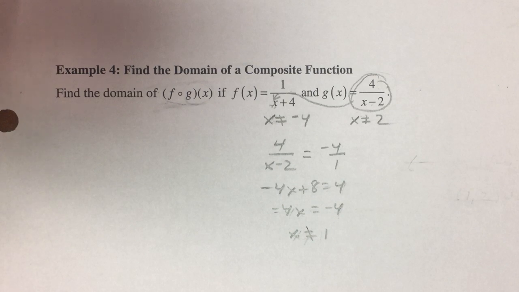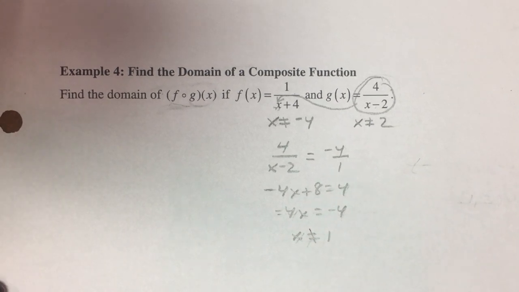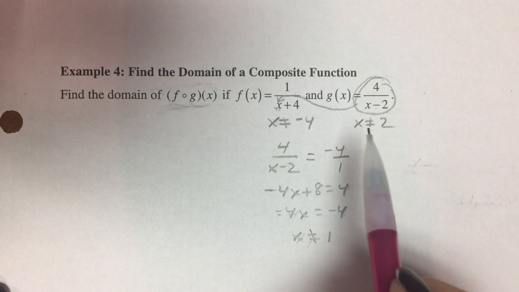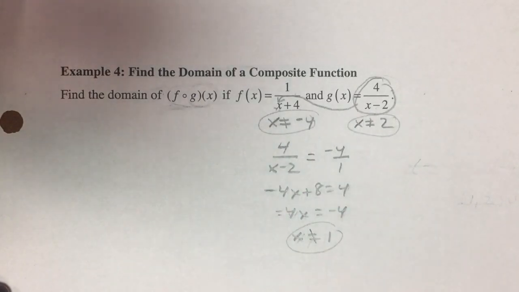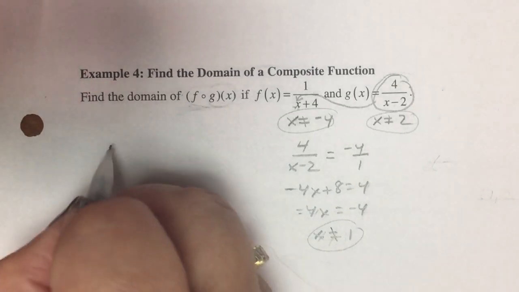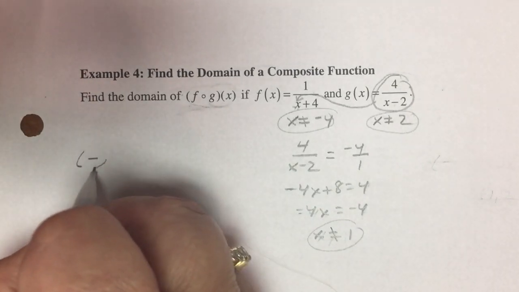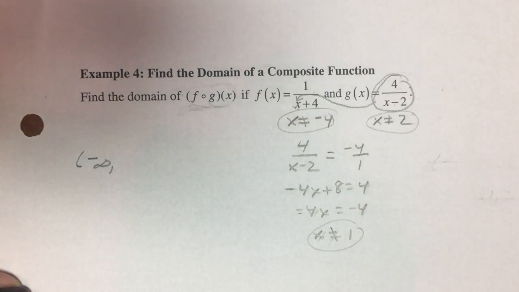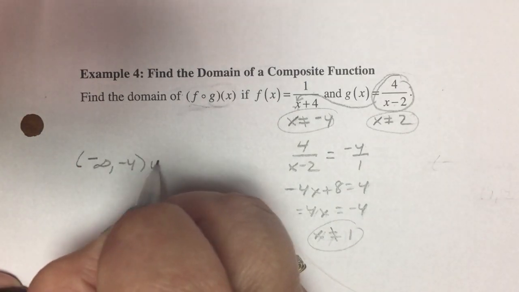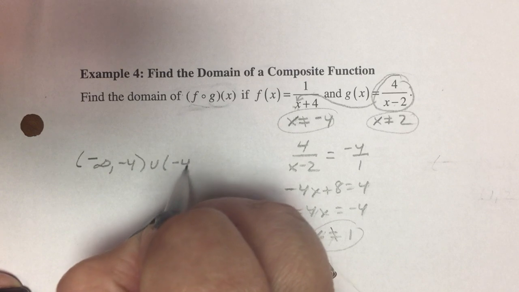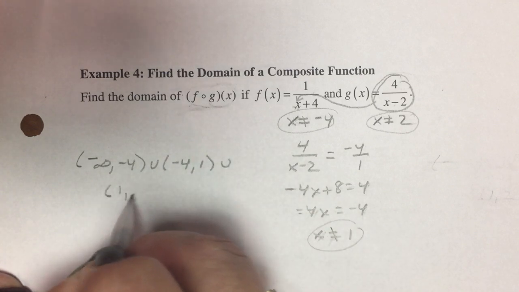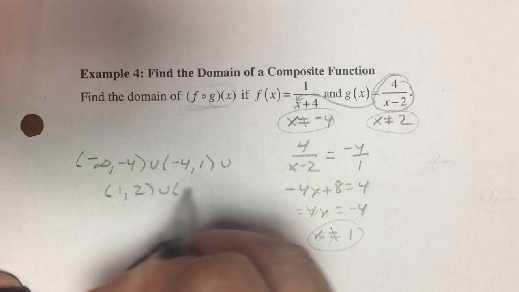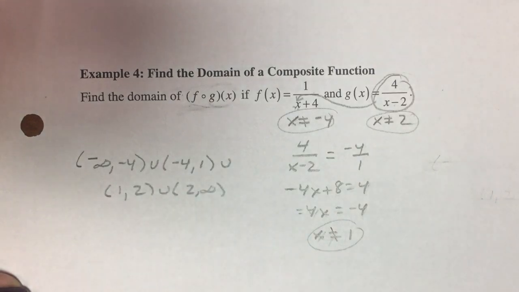So what is the domain of my composition function? Well, it'll be all x's except for -4, 2, and 1. Let's write that in interval notation. It would be all values from -infinity to -4. Skip over -4, so from -4 to 1. Skip over the 1, so from 1 to 2. Skip over the 2, so from 2 to infinity.